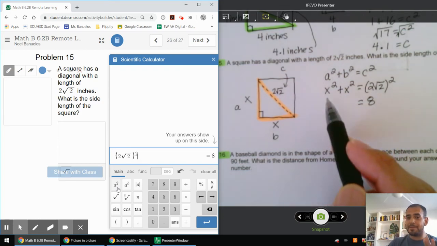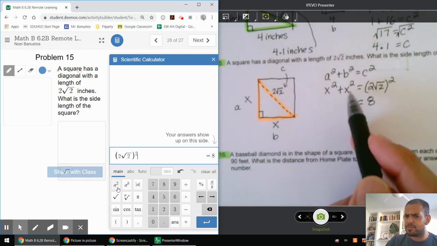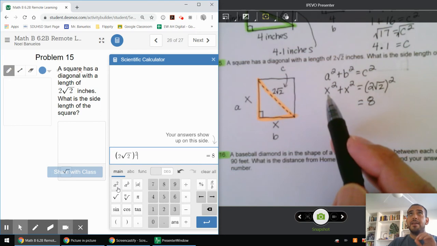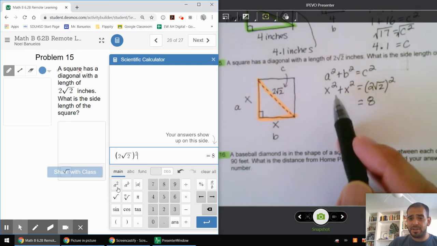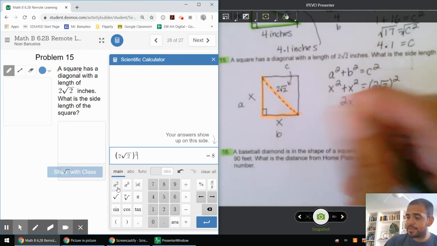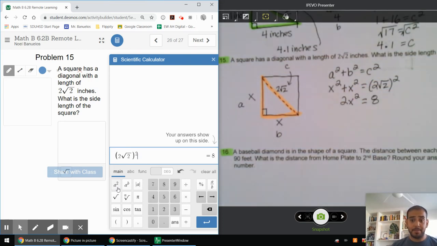Now, don't get confused. Some people are going to say x squared plus x squared is x to the 4th, which is not the case. You're probably getting confused with the product property of exponents. These are like terms, so you have two x squared. So you're just combining them, okay? So I'm solving for x squared. I need to isolate this variable.